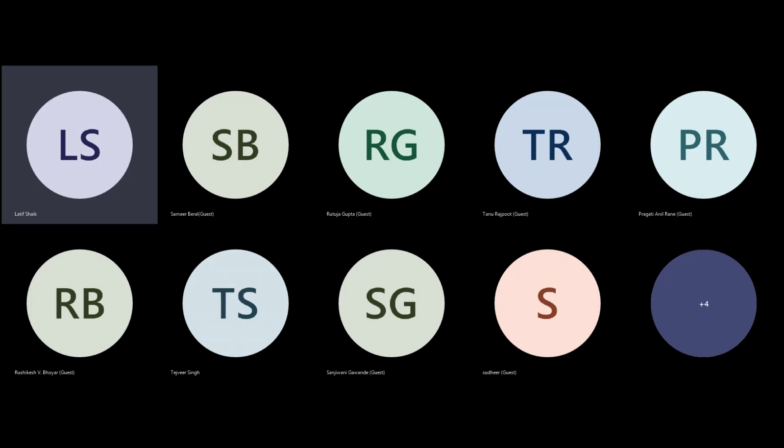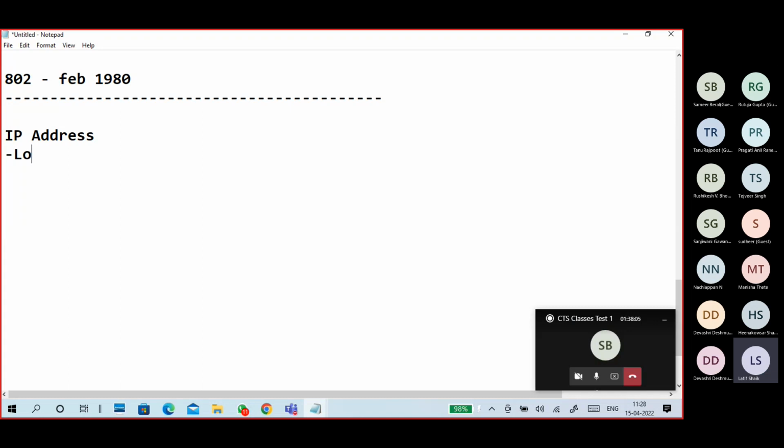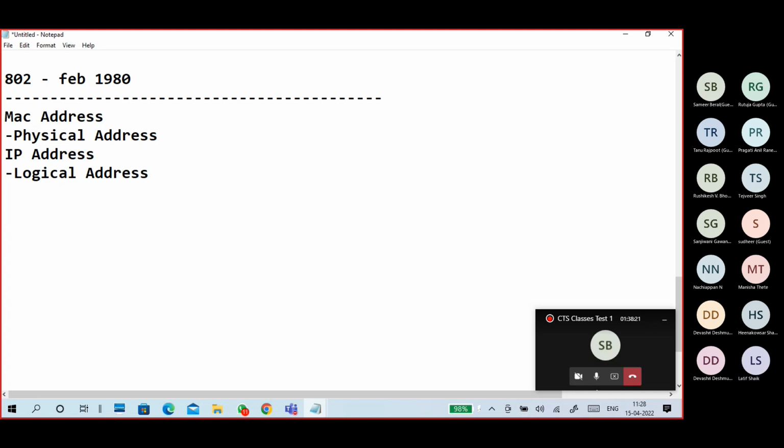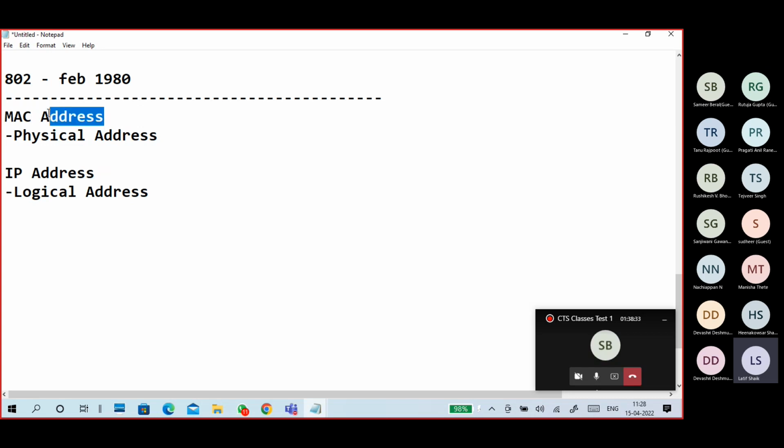IP address. What is an IP address? It is a logical address. MAC address is a physical address. And IP address is a logical address. And the people will ask questions: can we communicate with the MAC address? We cannot communicate with the MAC address.